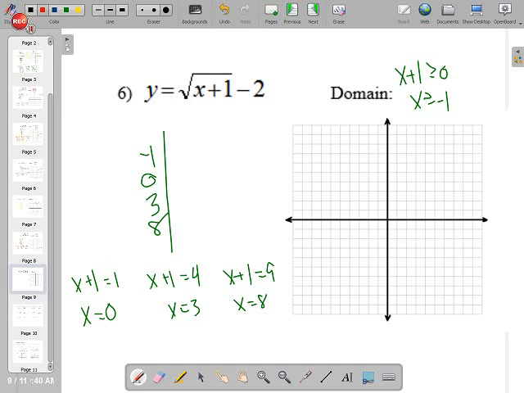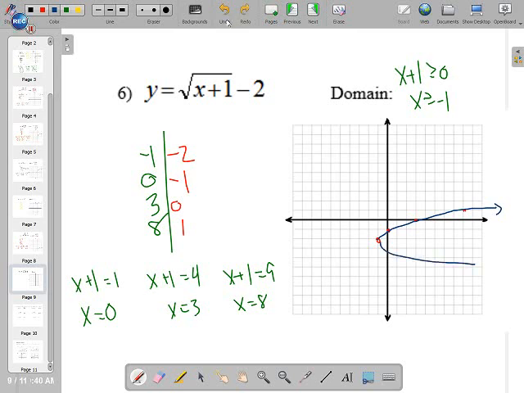Negative 1 plus 1 is 0. Square root of 0 is 0. 0 minus 2 is negative 2. Plug in 0. Square root of 1 is 1. 1 minus 2, negative 1. Plug in 3. 3 plus 1 is 4. Square root of 4 is 2. 2 minus 2 is 0. Plug in 8. 8 plus 1 is 9. Square root of 9 is 3. 3 minus 2 is 1. So negative 1, negative 2. 0, negative 1. 3, 0. 8, 1.